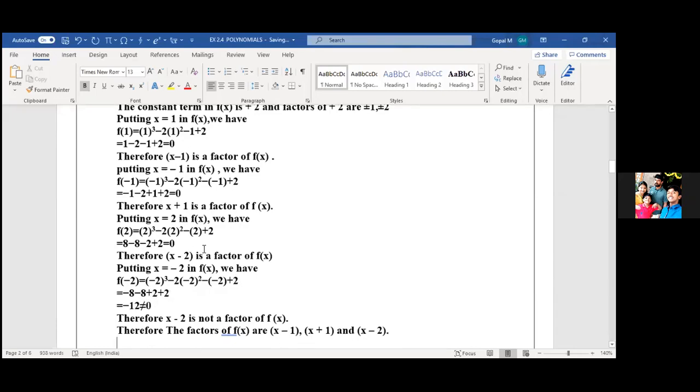So here we are getting 4 factors, that is plus or minus 1 and plus or minus 2. Out of 4, since the degree is 3, as I said, we used to get only 3 factors. So the fourth one, we are not getting 0. So x is equal to minus 2 is not a factor. Am I clear, children? So what are the 3 factors we have got here? 3 factors of polynomial f of x are x minus 1, x plus 1 and x minus 2.